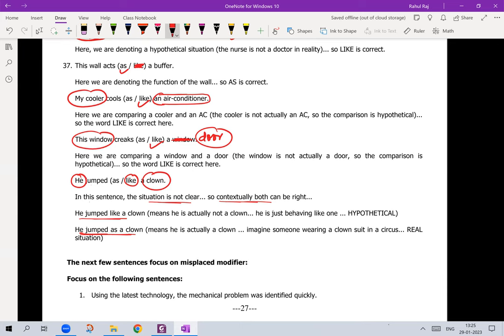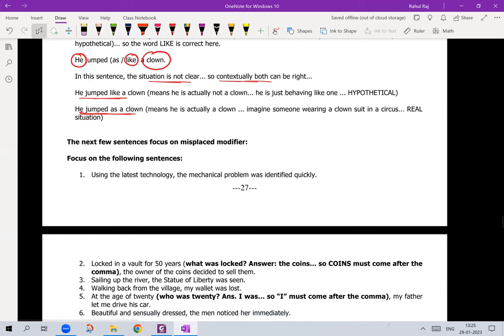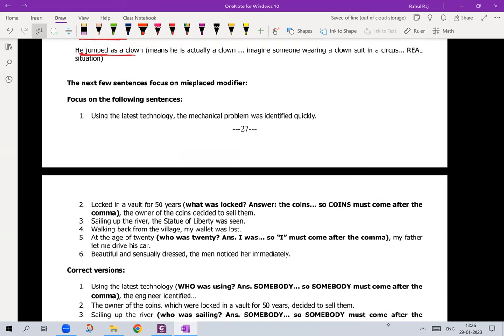Agreed? Now a little bit about modifiers, guys. 10 minutes more and I'm done. So that you go ahead and read it by yourself. Using the latest technology, the mechanical problem was identified quickly. Tell me how many of you feel the sentence is right.